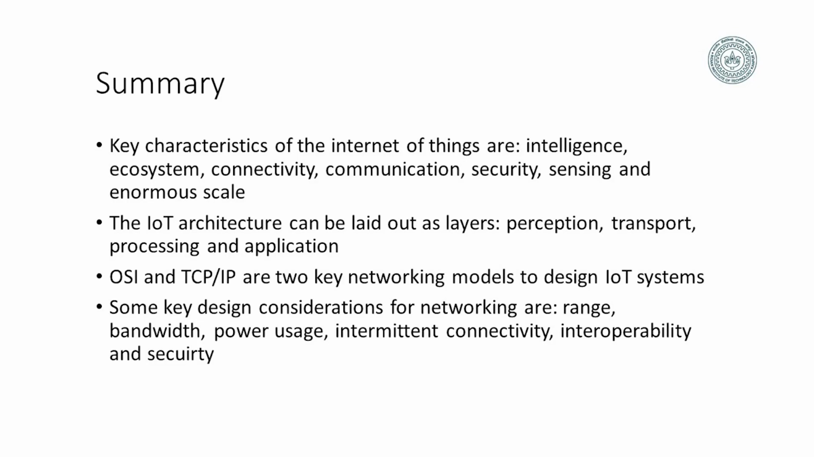Let us summarize what we learned today. The key characteristics of the Internet of Things are intelligence, ecosystem, connectivity, communication, security, sensing and large scale. IoT architecture can be laid out as layers: perception, transport, processing and application. There are two key networking models that we learned today: open systems interconnect, OSI, and transport control protocol or internet protocol, TCP/IP. Then there are some key design considerations for networking: range, bandwidth, power usage, intermittent connectivity, interoperability and security.